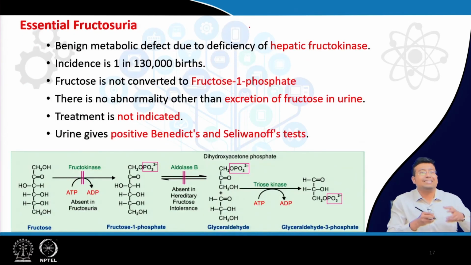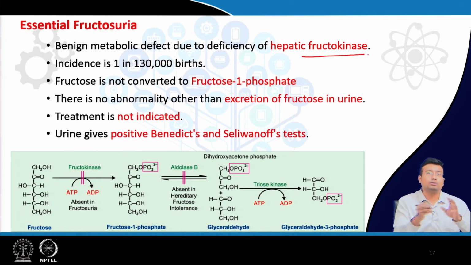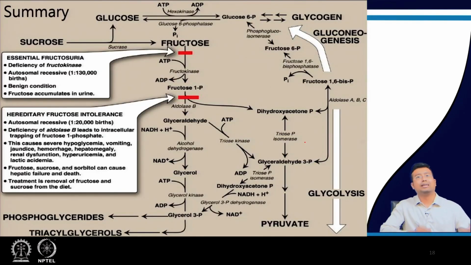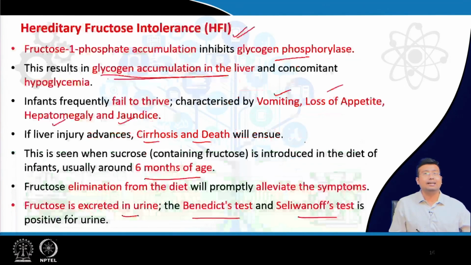What do we need to know about essential fructosuria? It is a minor disease where the fructokinase enzyme is deficient, so fructose cannot be converted to fructose 1-phosphate. Since fructose is in excess, it will be excreted in urine. That is the only problem. Mind it, fructose will not be accumulated. Just like galactosemia, hereditary fructose intolerance also leads to cataract. In essential fructosuria, treatment is not indicated. However, since there is fructosuria, there will be positive Benedict's and Selivanov's tests. Hereditary fructose intolerance as well as galactosemia are both reasons for congenital cataracts.